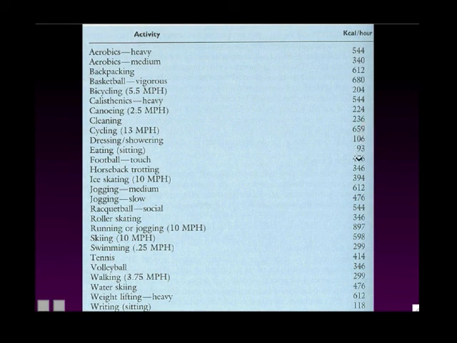What are some other ones down here? Running or jogging at 10 miles per hour. Wow, that's almost 900 calories per hour. That's kind of amazing. Writing. If you guys are taking notes right now, you're writing, and so it looks like your TMR would be about 118 calories per hour. Okay, well, so that's the gist of TMR, how many calories you burn up per hour doing various activities. Any questions on BMR or TMR?